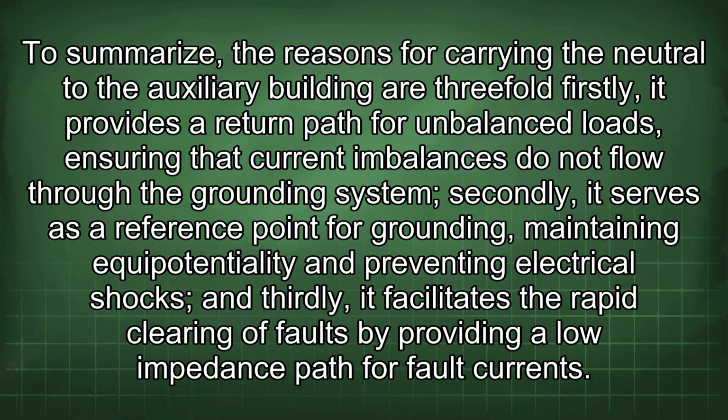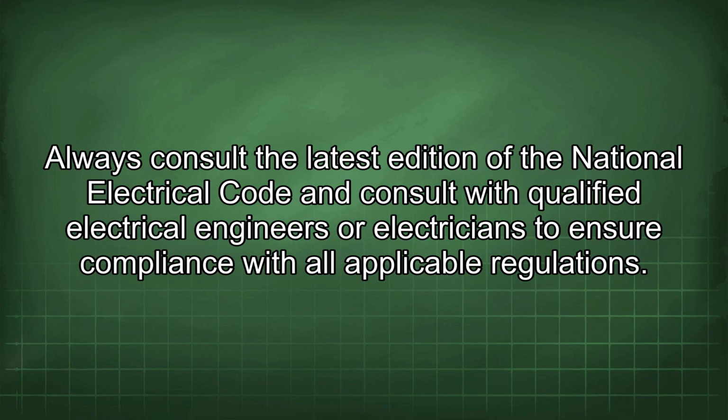To summarize, the reasons for carrying the neutral to the auxiliary building are threefold. Firstly, it provides a return path for unbalanced loads, ensuring that current imbalances do not flow through the grounding system. Secondly, it serves as a reference point for grounding, maintaining equipotentiality and preventing electrical shocks. And thirdly, it facilitates the rapid clearing of faults by providing a low impedance path for fault currents. Always consult the latest edition of the National Electrical Code and consult with qualified electrical engineers or electricians to ensure compliance with all applicable regulations.